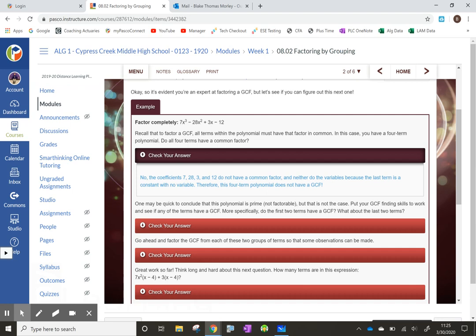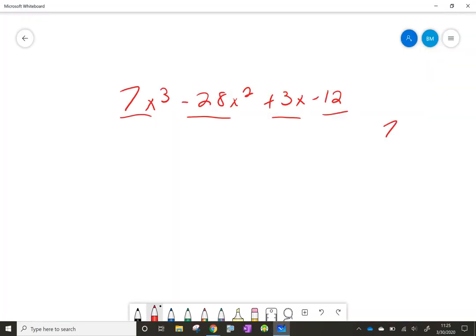So that's saying that between the coefficients 7, negative 28, 3, and negative 12, there is no number that will divide all 4 of those, right? For example, the only number that will divide 7 is 7 and 1. And 28 can be divided by 7, but 3 can't be divided by 7. 12 can't be divided by 7, right? So there's no number that divides all 4 of those.